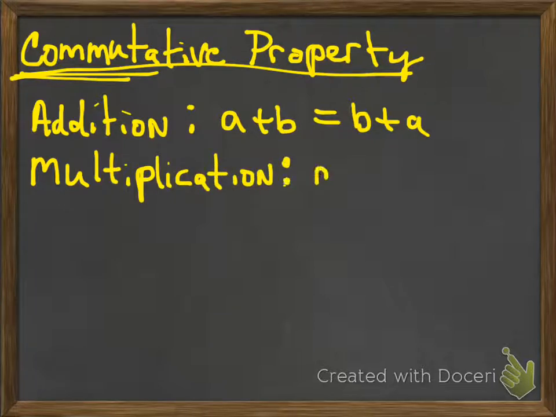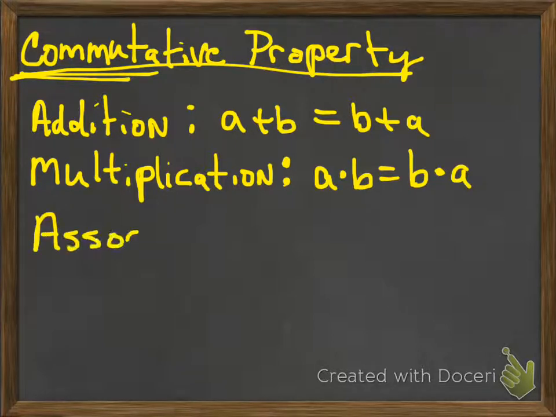But the idea, notice here, we're saying A plus B is the same thing as B plus A. In other words, 2 plus 3 is the same thing as 3 plus 2. Multiplication, A times B is the same thing as B times A. What that means is 2 times 3, which is 6, is the same thing as 3 times 2, which is also 6. These are kind of mind-blowing, but they mean something very simple. Go with that.